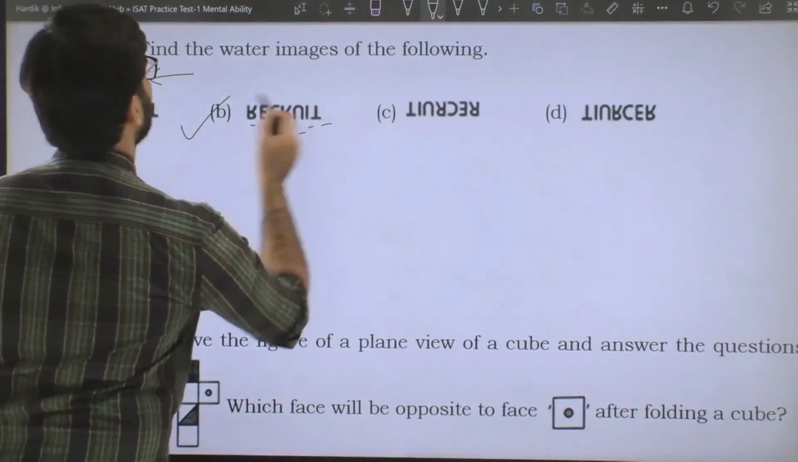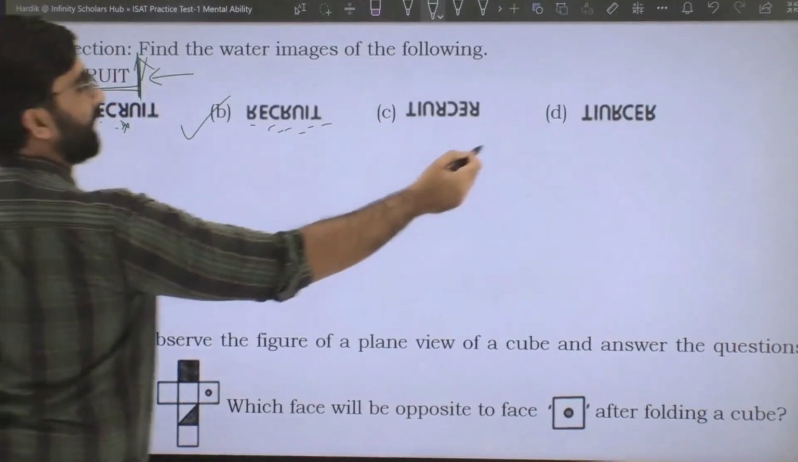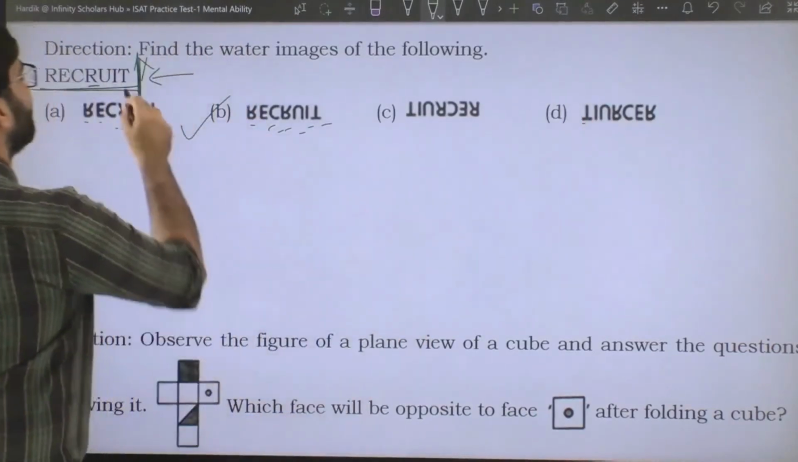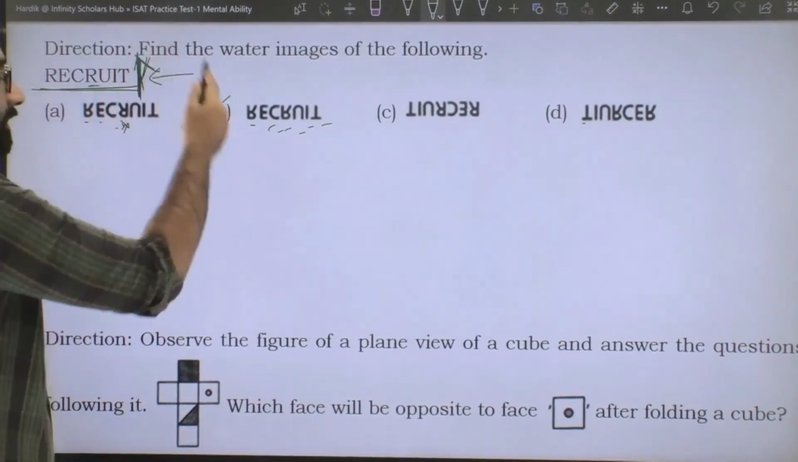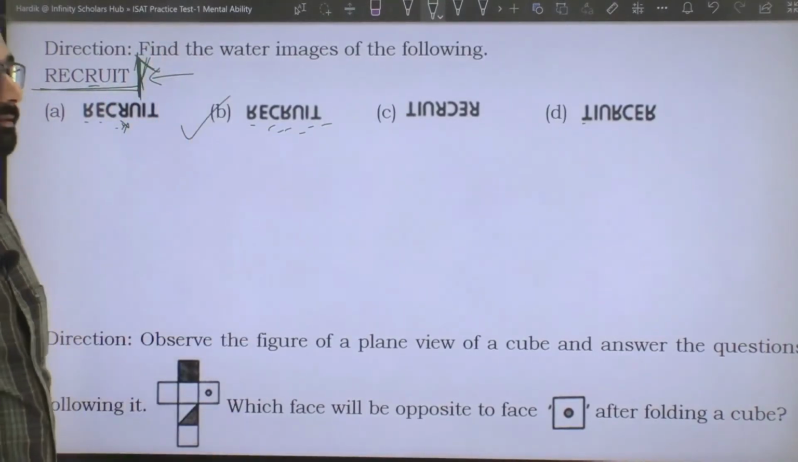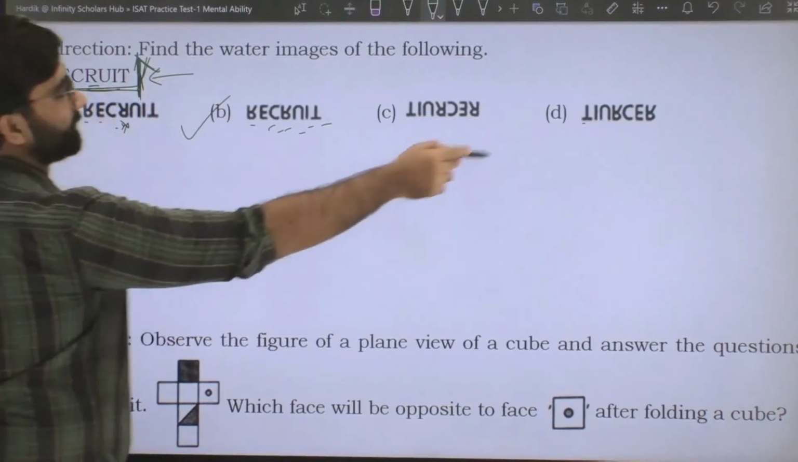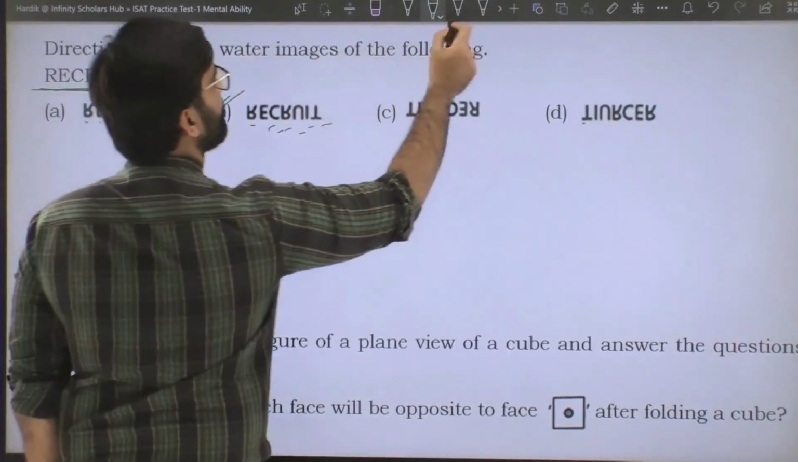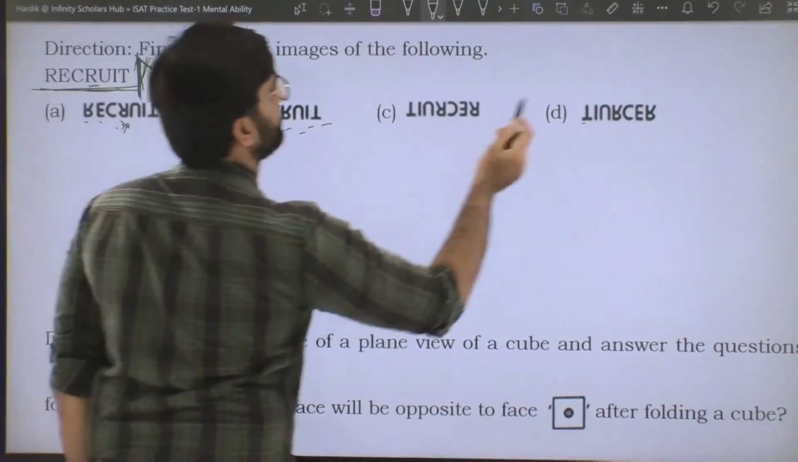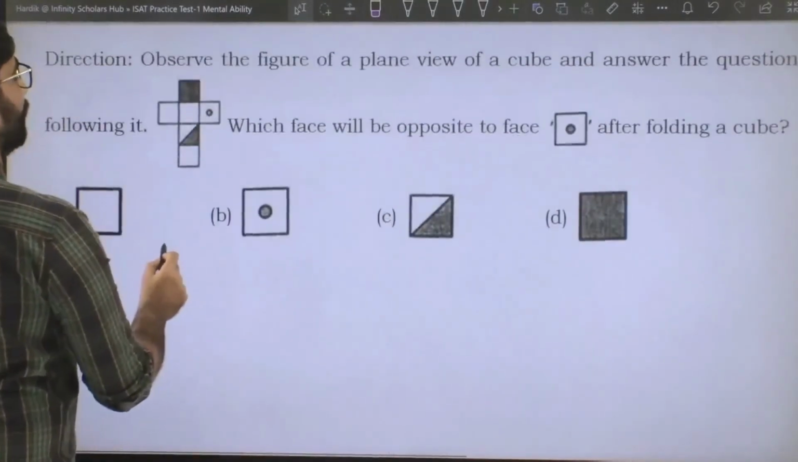It will start from T if there is a mirror placed this side, but they are not asking you this. Again, in the last option, it is starting with T, so the mirror is not kept this side, right? They are not asking you the mirror image if the mirror is placed vertically on the right. So the correct answer to this is option B, as I told you. So no need to check the other options. If one of the options is correct, then directly mark it and move on to the next question.